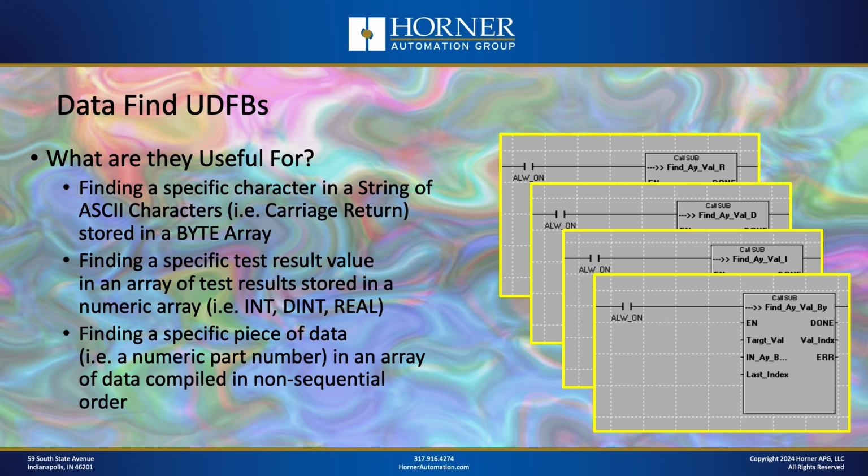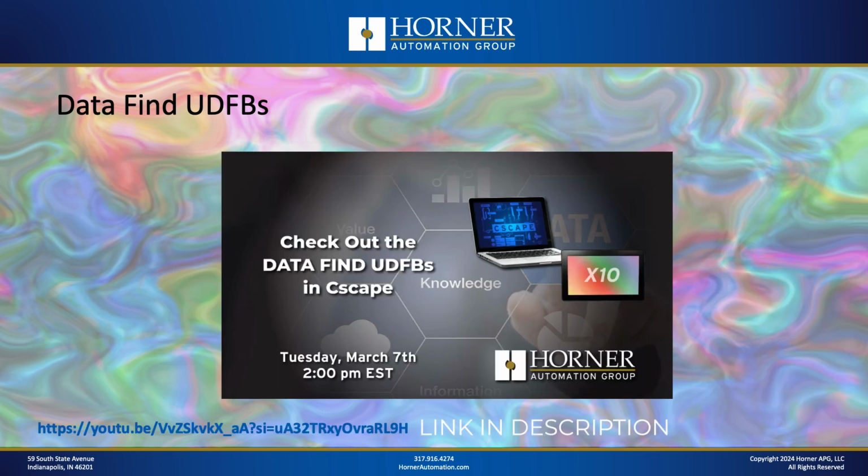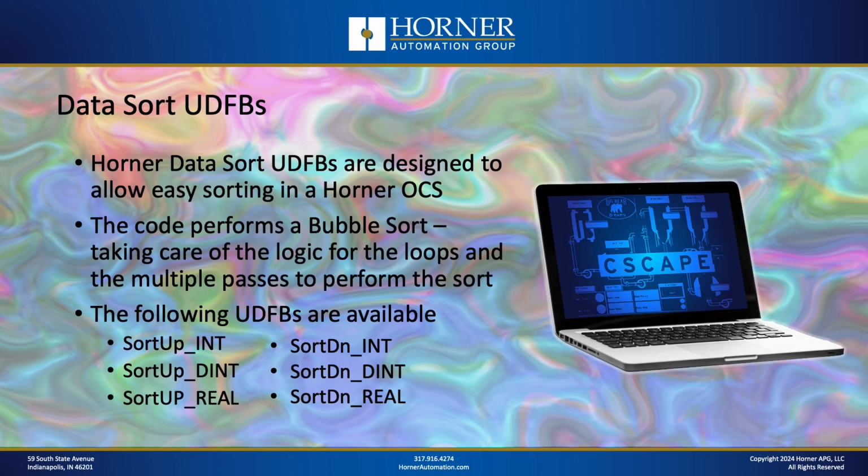Or maybe your OCS is operating in a test environment and you've performed a test and you've captured the data from the test, maybe a series of analog values or something, and you want to look for a specific value within those test results. Maybe you're looking for 0. Did we ever have a 0 result in any of the tests? That sort of thing. If you're looking for the video, there it is. There's the thumbnail, there's the title, and there is the link.